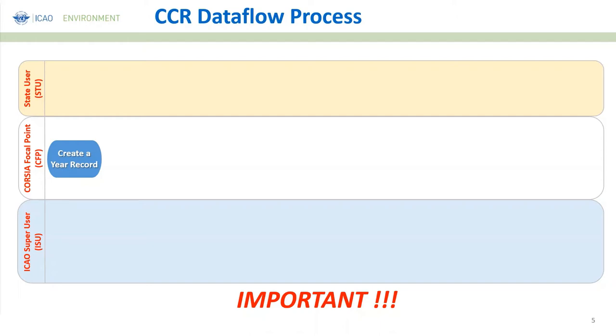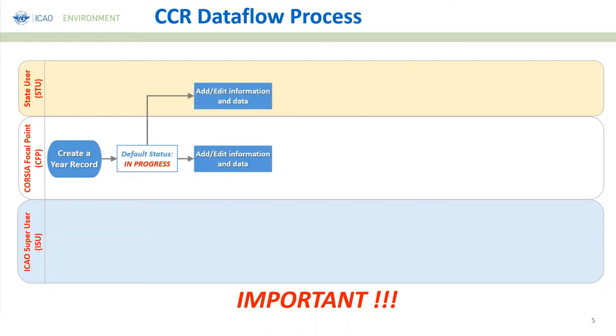Once the EUR record is created, the status of this EUR record will automatically become In Progress. Then we are assuming that there is a state user here. When the EUR record is created and the status is In Progress, you can add, edit, and delete information as needed, so that you can fill in all these CO2 emissions by state pair in the CCR. Both the state user and the CORSIA focal point can edit this information. Once the state user is confident that all the information is there and is ready for the CORSIA focal point's review, then the state user changes the status to Complete, meaning complete for CORSIA focal point review.